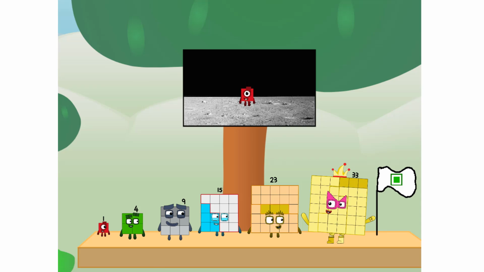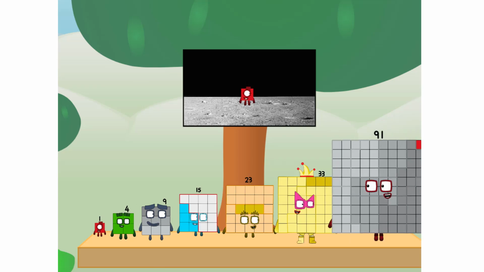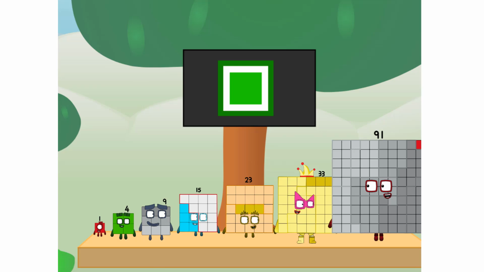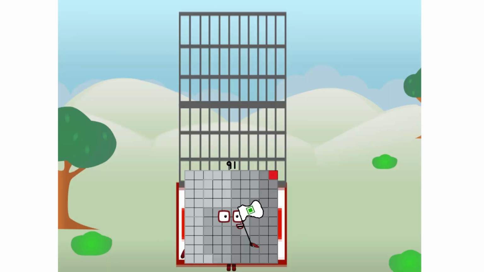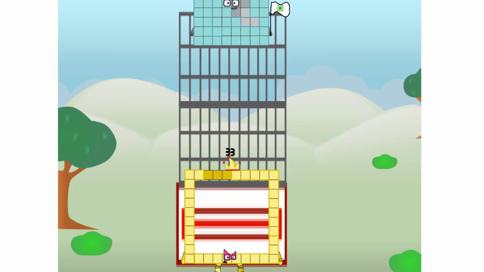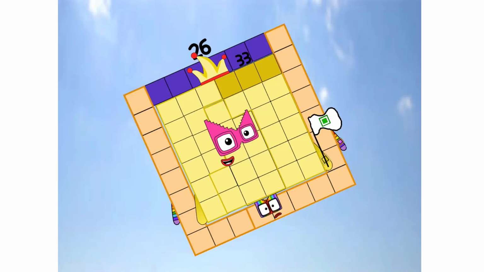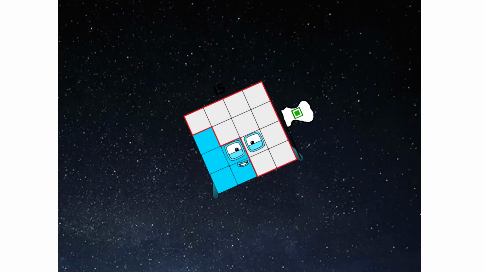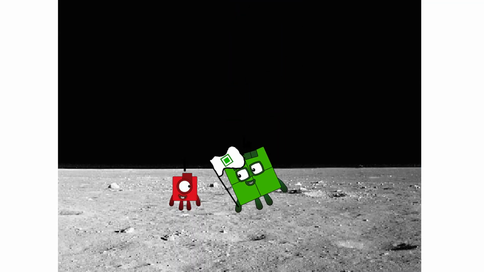The only thing left now is to plant the square club flag. Numberland, we have a problem. I forgot the flag. 91. No rocket. Square power only. Achoo. Hello. Looking for this?